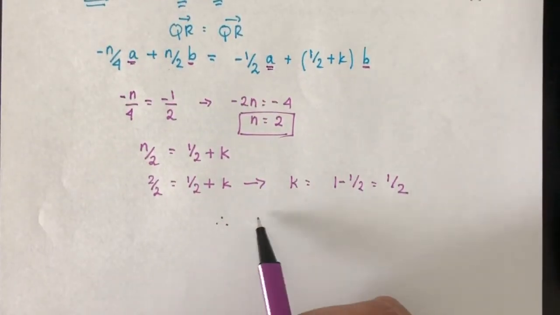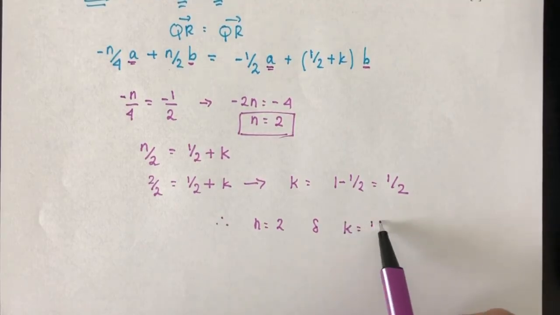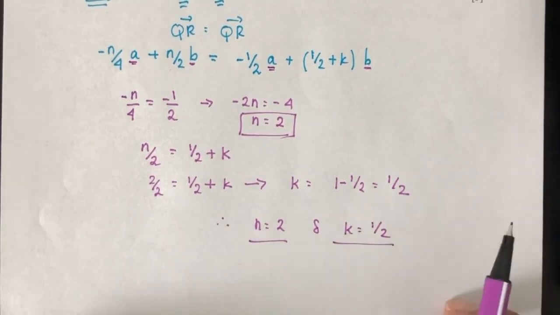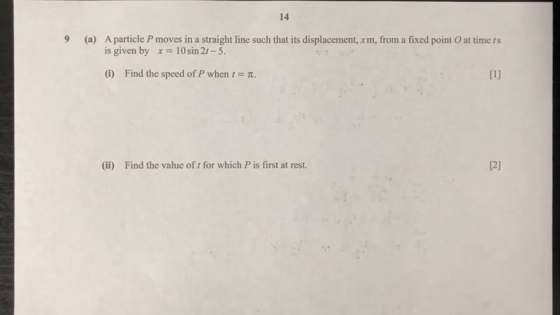So the value of K, N is 2, and K will be half. Okay, and that's it for question number 8. Now let's do question number 9, part A.